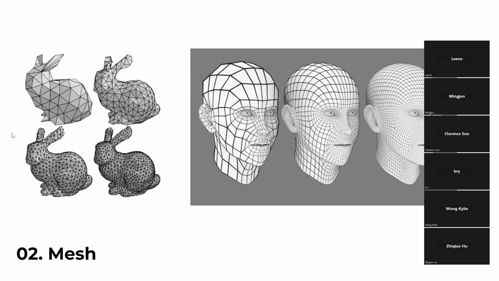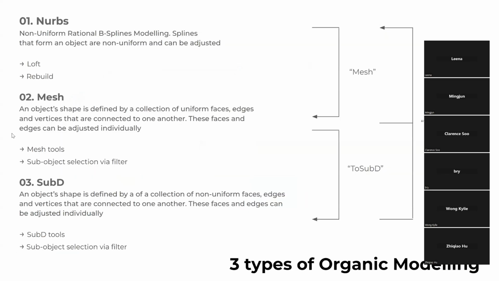So then the object is more defined. So that is mesh. And then we have the third one, which is subdivision, sub D. So sub D is essentially mesh, but instead of uniform faces, you have non-uniform faces. So everything is essentially smoothened out. So again, it's the same thing, and each face can be adjusted individually, but instead of uniform faces and hard edges, you have rounded edges because each plane is non-uniform.